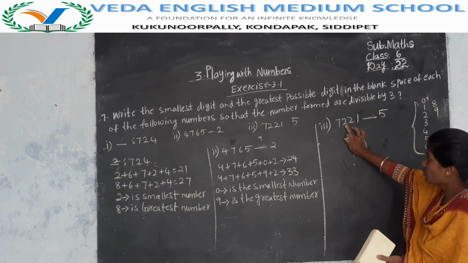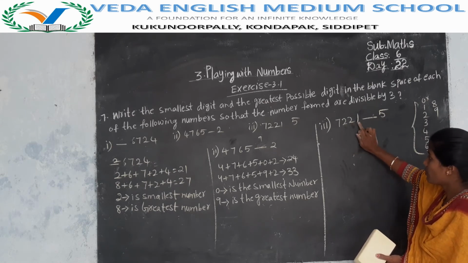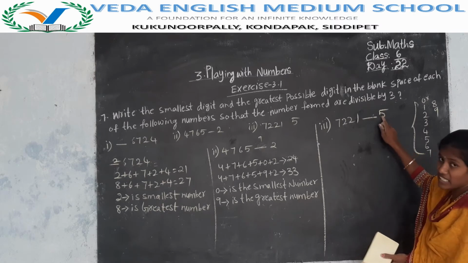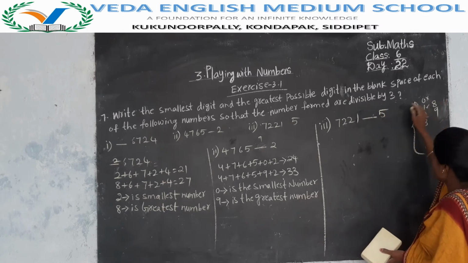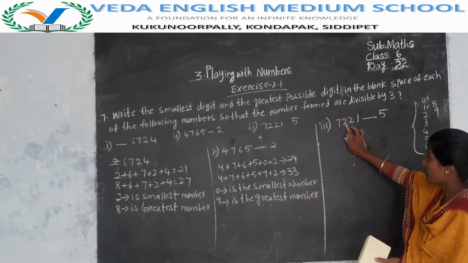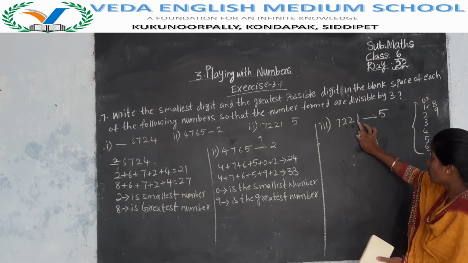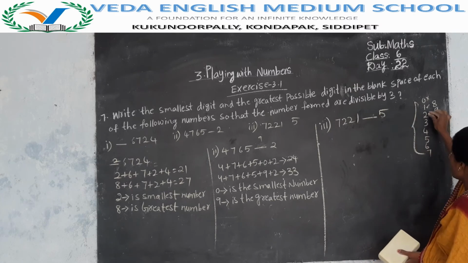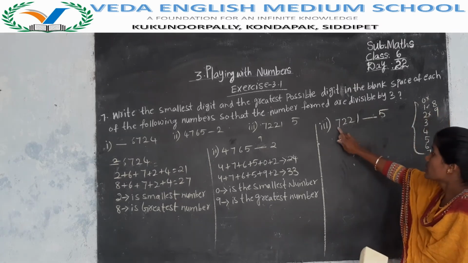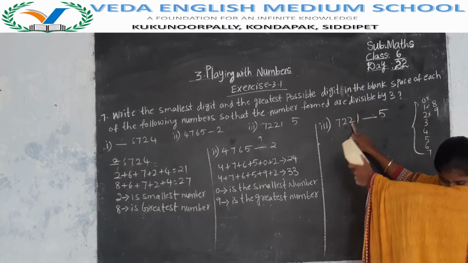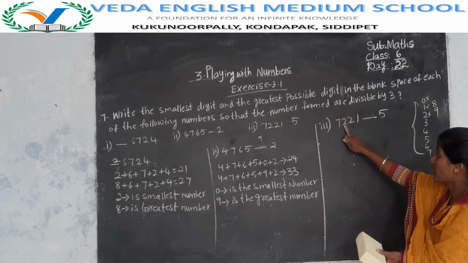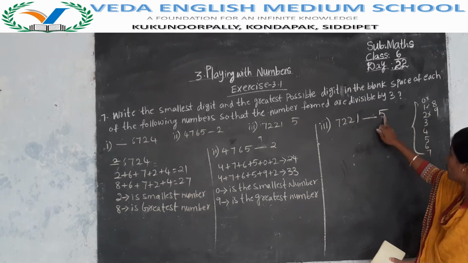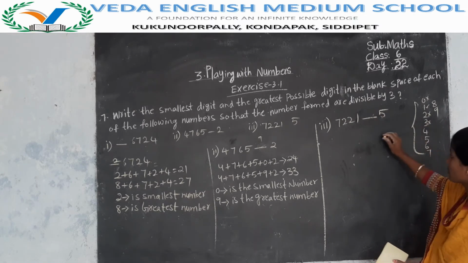Next, 7 plus 2, 9, 9 plus 2, 11, 11 plus 1, 12, 12 plus 1, 13, 13 plus 5, 18. 18 is divisible by 3. So, with 1, there is a possibility. 7 plus 2, 9, 9 plus 2, 11, 11 plus 1, 12, 12 plus 2, 14, 14 plus 5, 19. With 2, not possible. Next, 12 plus 3, 15, 15 plus 5, 20. With 20 is not divisible by 3.